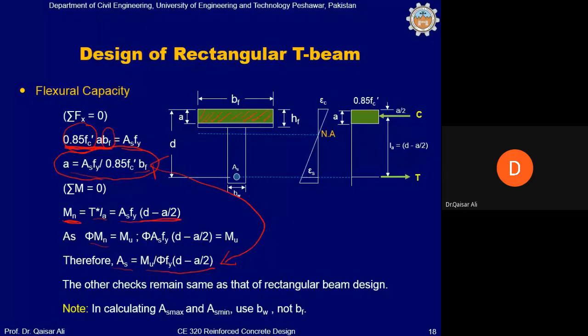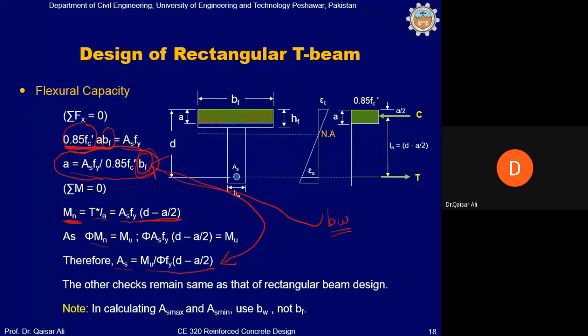previous rectangular beam design discussed in the previous lectures. Only this bf has been replaced. Previously there was bw, or only b, the width of the beam, and now this has been replaced by bf, because the slab is also considered as part of the beam, as we have discussed in the previous slide. So when the slab is considered as part of the beam, if only the slab portion is in compression, then the compression block shape will be rectangular, and a times bf will be multiplied with this. So bf is the only difference.